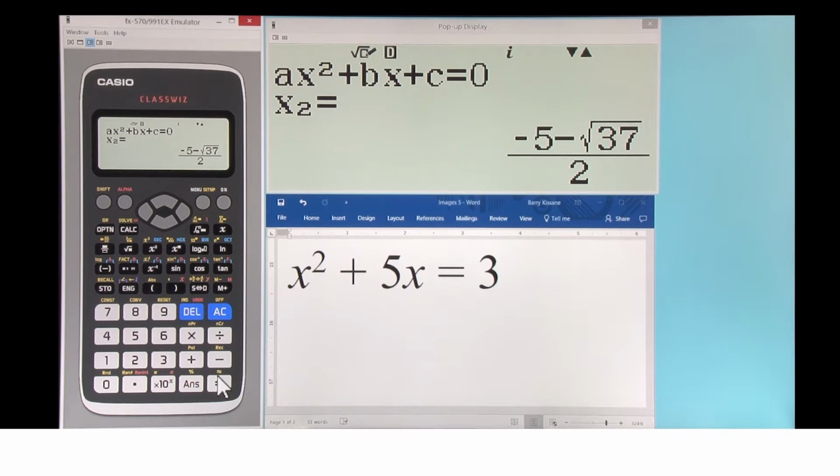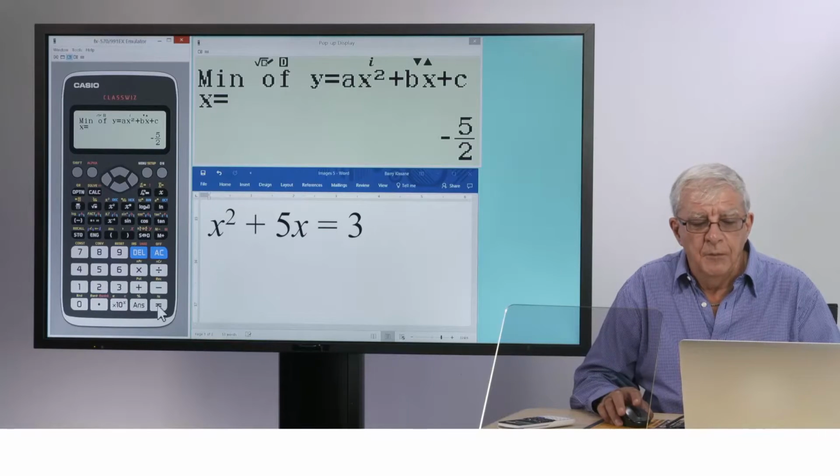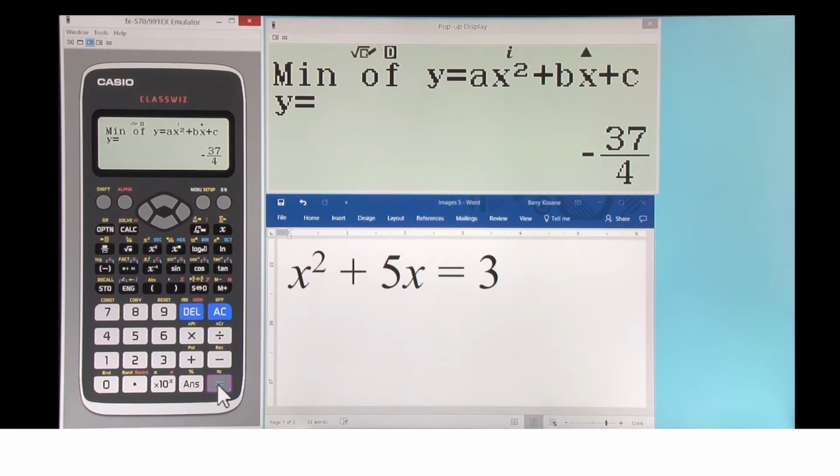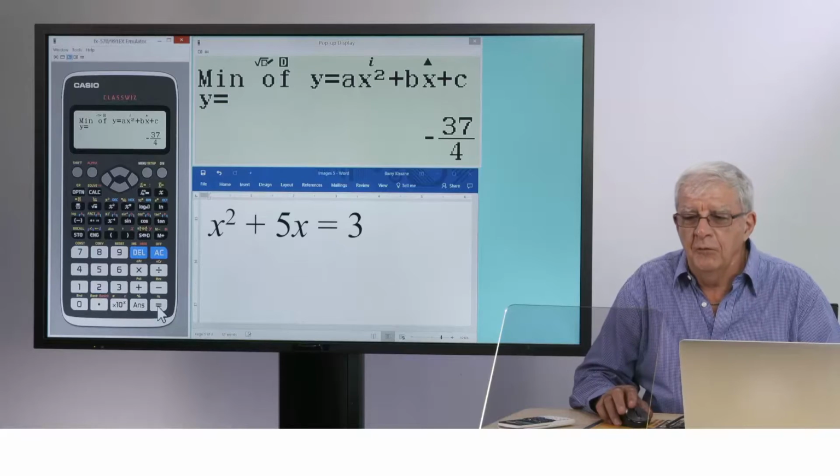Notice that if you tap equals a further 2 times, you'll obtain the coordinates of the turning point of the parabola. So the minimum value of the parabola is, in this case, when x is equal to negative 5 over 2, and the actual value of the function concerned with this equation is negative 37 over 4.